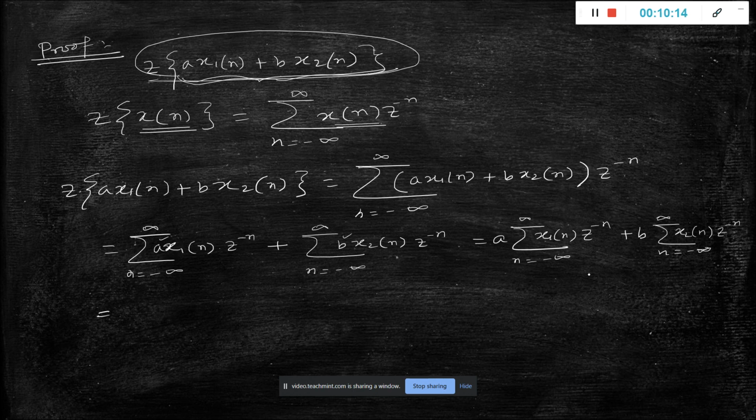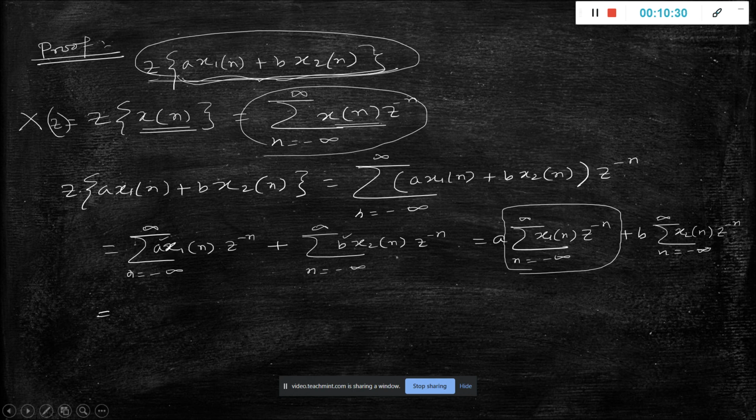So now compare this part with this part. यहाँ पे देखो x of n z to the power minus n, तो इसका फॉर्मूला इसको रिप्रेजेंट कैसे करेंगे, x of z, ठीक है। तो यहाँ पे x1n into z to the power minus n, so I can represent it in terms of x1z plus b x2n, यहाँ पे xn xz हो रहा है, x2n, so x2z. Okay, so this is equal to this one.